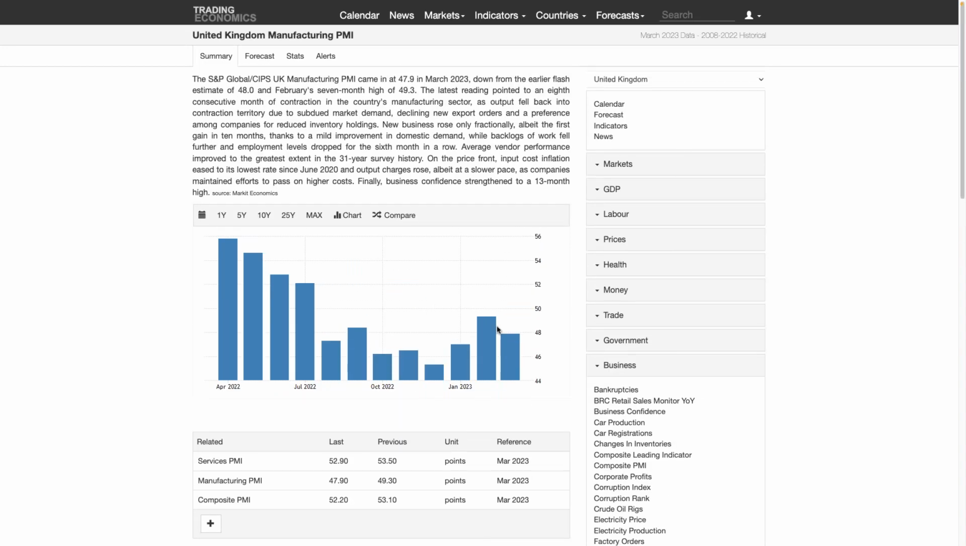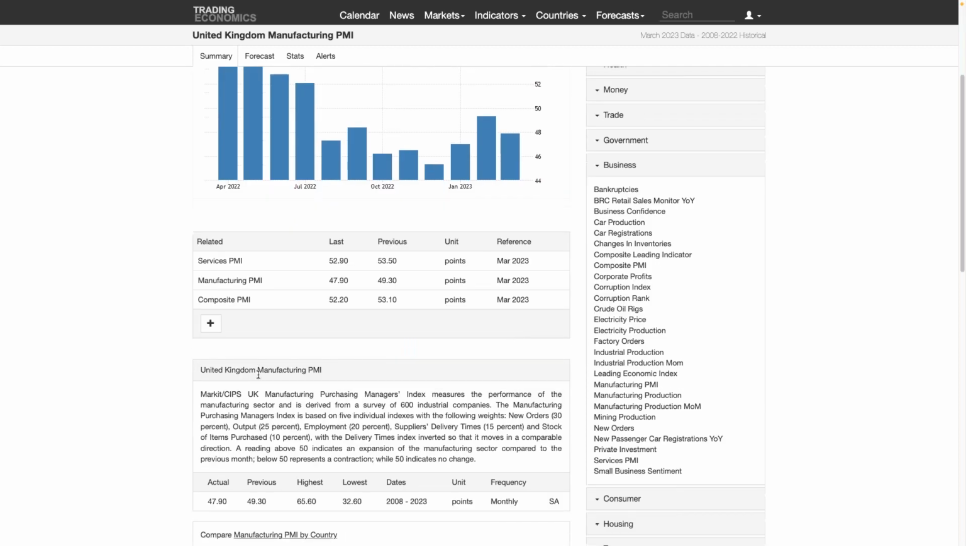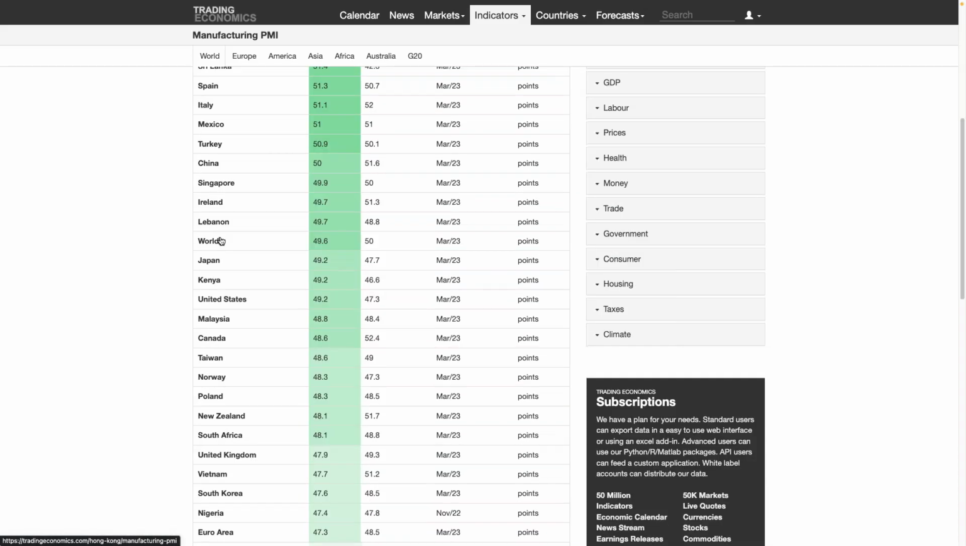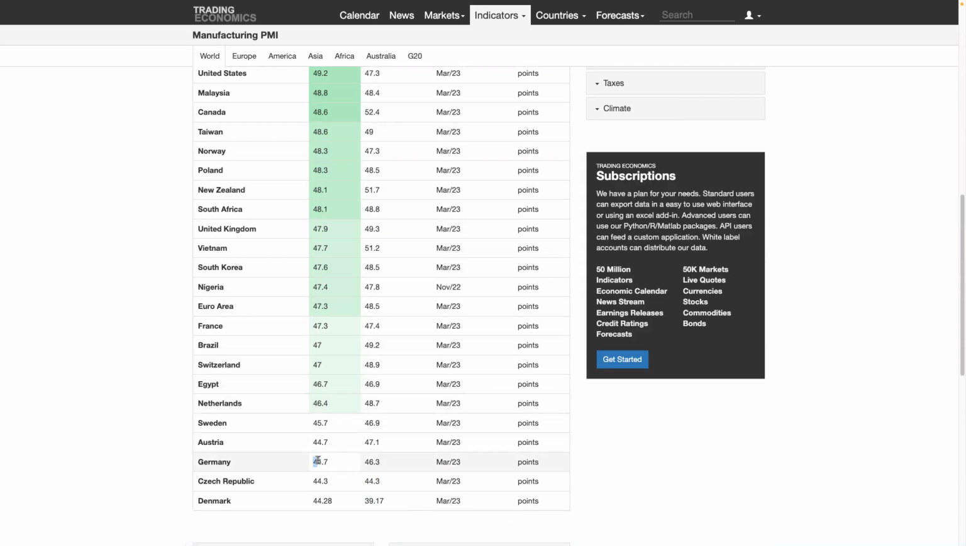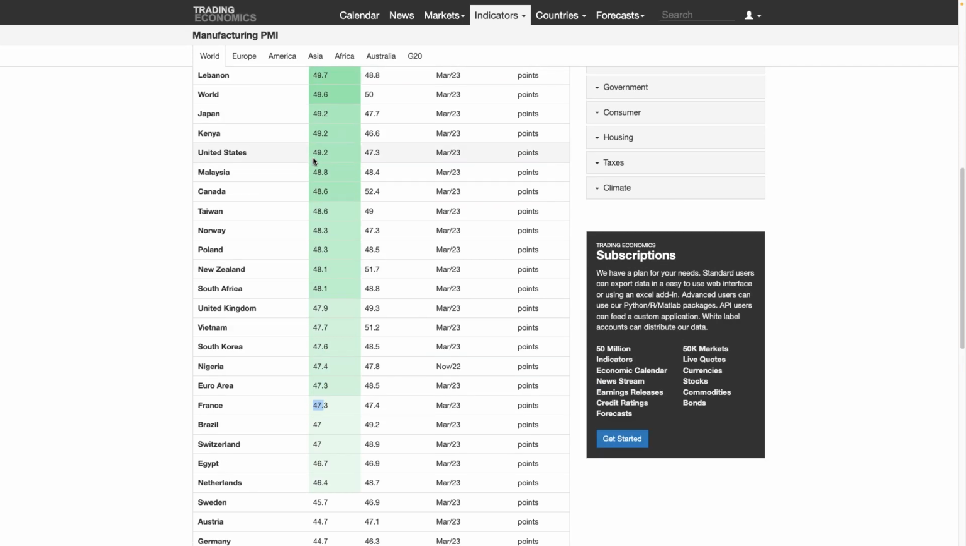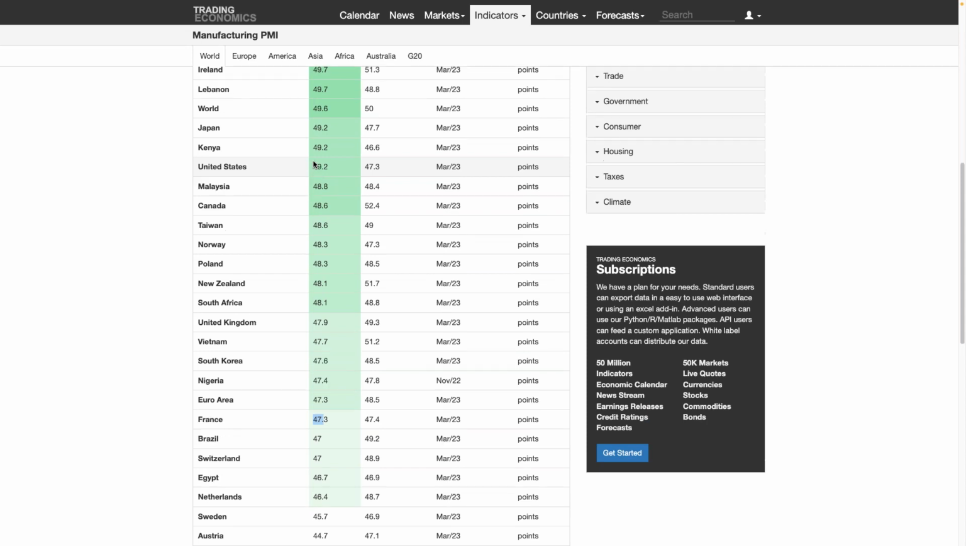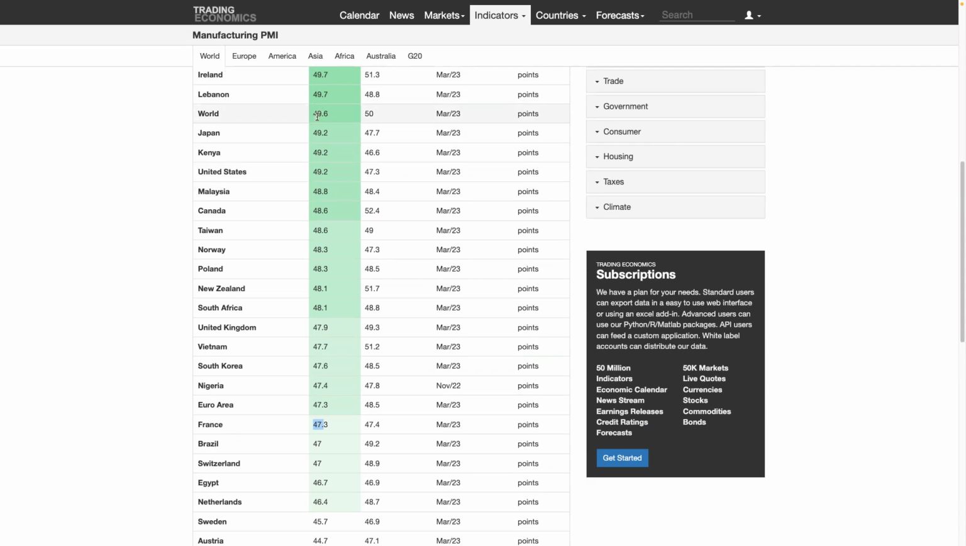So if you look at the manufacturing PMI that we've had for the UK, definitely contractionary basis. Then if we compare country by country, you'll see that a lot of big countries have got contractionary PMI prints. Germany, 44.7. The Netherlands, 46.4. France, 47.3. Whole Euro area, 47.3. UK, 47.9. New Zealand, 48.1. US, 49.2. Right? The world as a whole, 49.6.